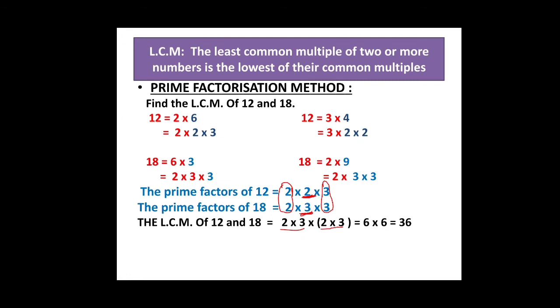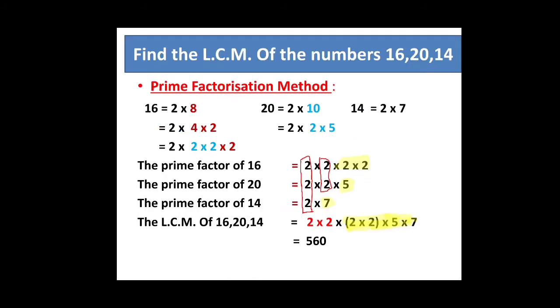Now what are the remaining numbers? 2 into 3. Now take the product of the numbers. 2 into 3 gives 6 and 2 into 3 gives 6. So 6 multiplied by 6 gives 36. Now let us see one more example.